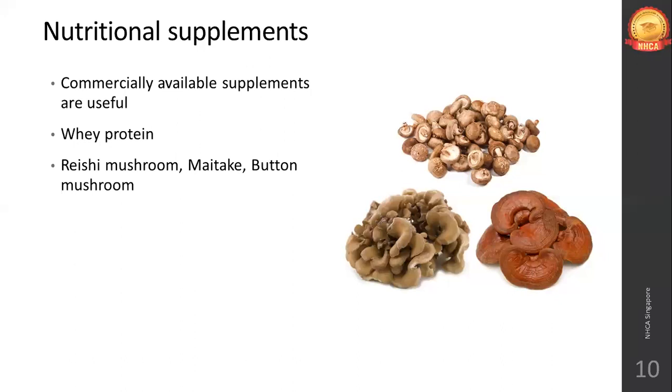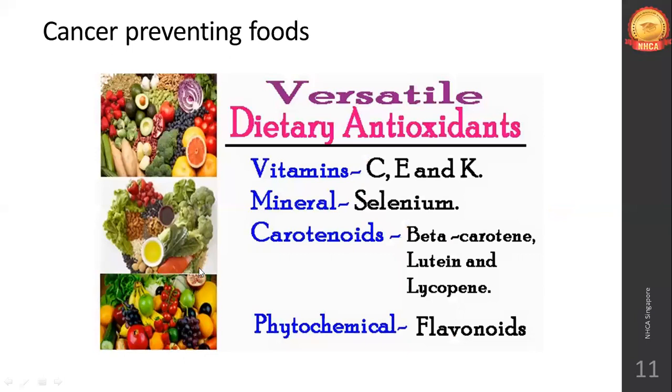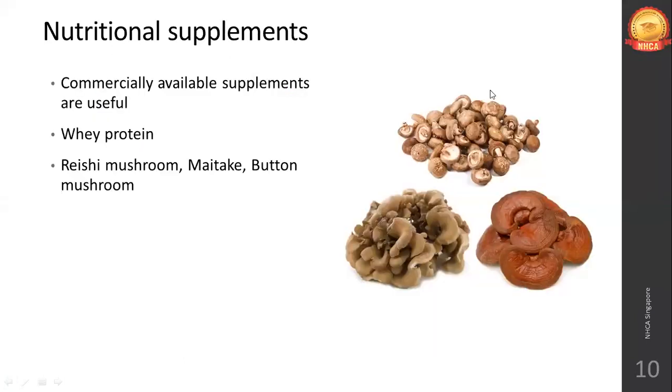And these mushrooms, the one you see on the top, this is our regular button mushroom. This one, which looks something like a brain, is the Maitake mushroom. And the rust brown one is the Reishi mushroom. So these mushrooms boost immunity, and they are used in treating certain symptoms of cancer. We do not know if they cure cancer.